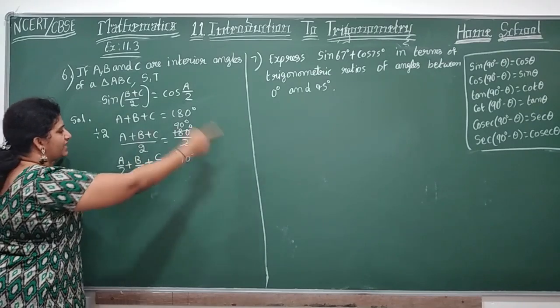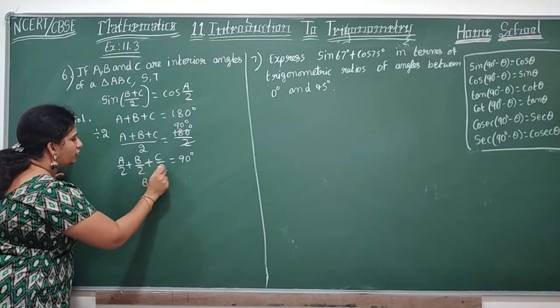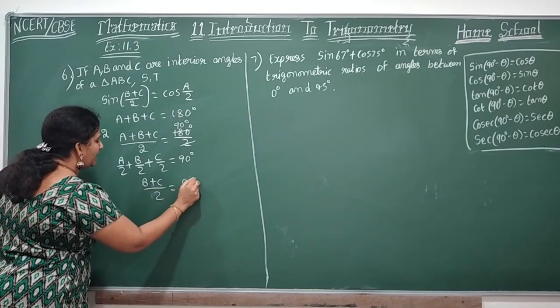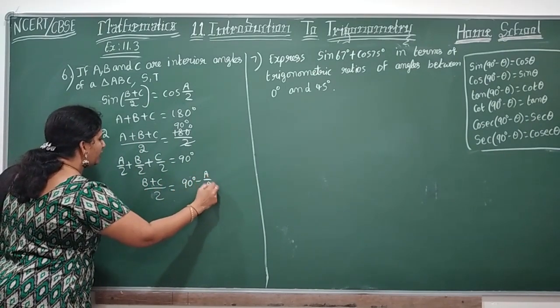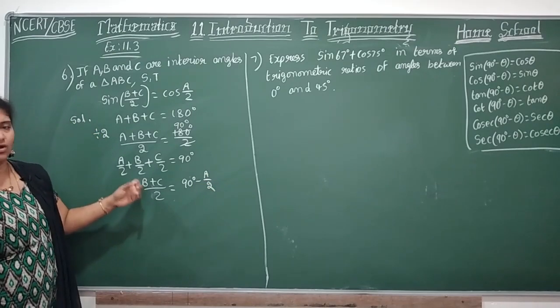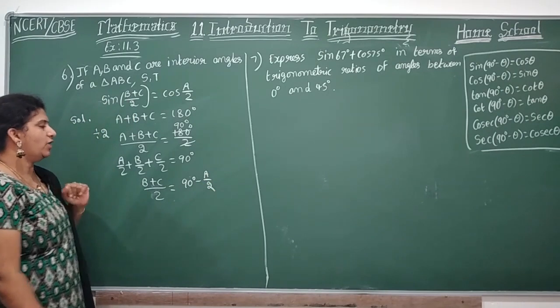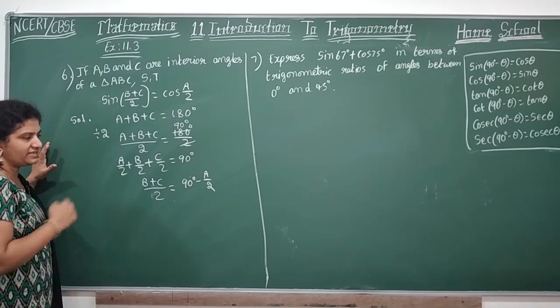So here, B and C are on one side. Send A by 2 to the other side. B plus C by 2 is equal to 90 degrees minus A by 2. Don't be confused here, children. Why I have done B plus C here is because it is in your question. So now, what do I need to do in the next step?